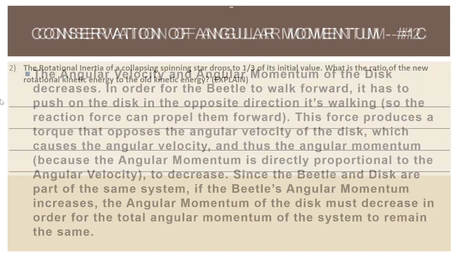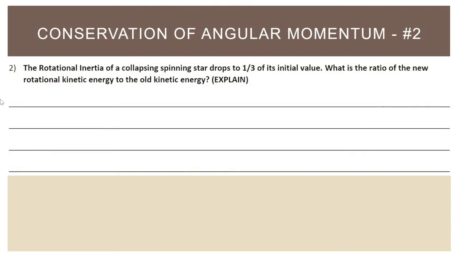Number 2, it's a nice question. It says here, the rotational inertia of a collapsing spinning star drops to 1/3 of its initial value. What is the ratio of the new kinetic energy to the old kinetic energy? Now, it may seem odd to you that this is an explanation question, but I will say you may want to make sure when you're answering this question, even though it's an explanation, when you see something drops to 1/3 of its initial value, it should give you a pretty good idea about how to approach it.